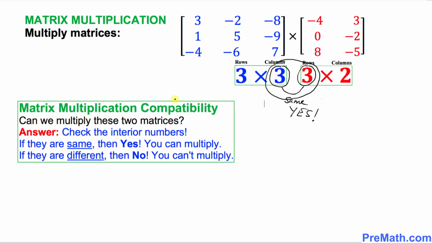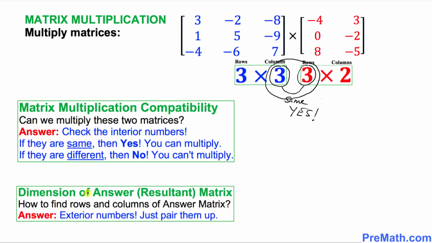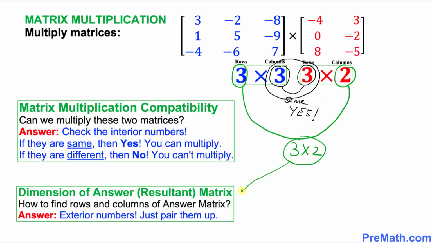Now the next thing to check is to find the dimension of our answer or resultant matrix. That means what is going to be our end result. For that, look at the exterior, outside numbers. Over here, this is 3 and this is 2. Just pair them up. That is going to give us 3 by 2, that means 3 rows and 2 columns. This is going to be the dimension of our answer matrix.